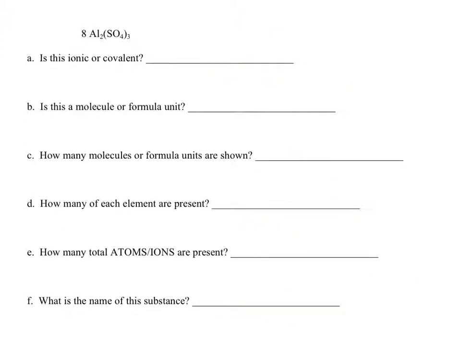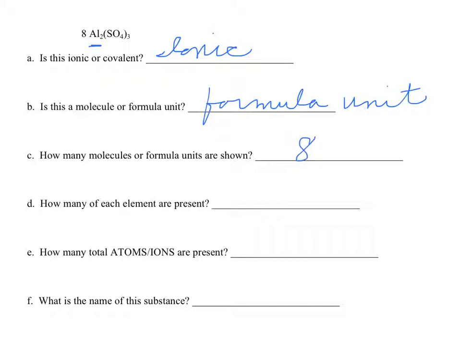Here's our next one. We have 8 of these. We have to say, is it ionic or covalent? It's ionic. How do we know it's ionic? It has a metal in it, aluminum. Well, it's actually a metalloid, but we treat it like a metal. So it's ionic. Therefore, it is a formula unit. There are 8 formula units, which you can see from that coefficient right there.